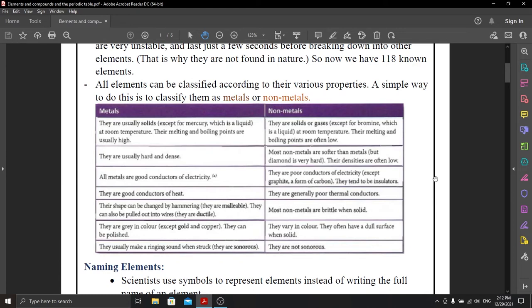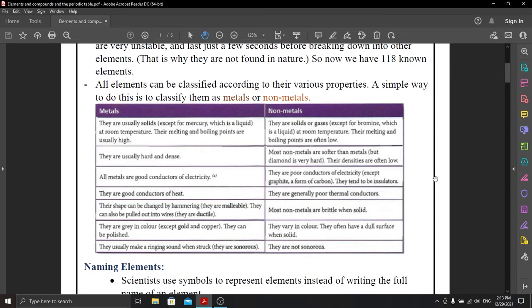Metals are usually hard and dense, while non-metals are softer than metals, of course, except for diamond. Diamond is a non-metal. It's actually made of carbon atoms, right? Carbon is like graphite, right? Under high pressure and high temperature, the atoms of carbon rearrange themselves and form diamond, that very, very expensive substance. Their densities are often low because of their weight, of course.